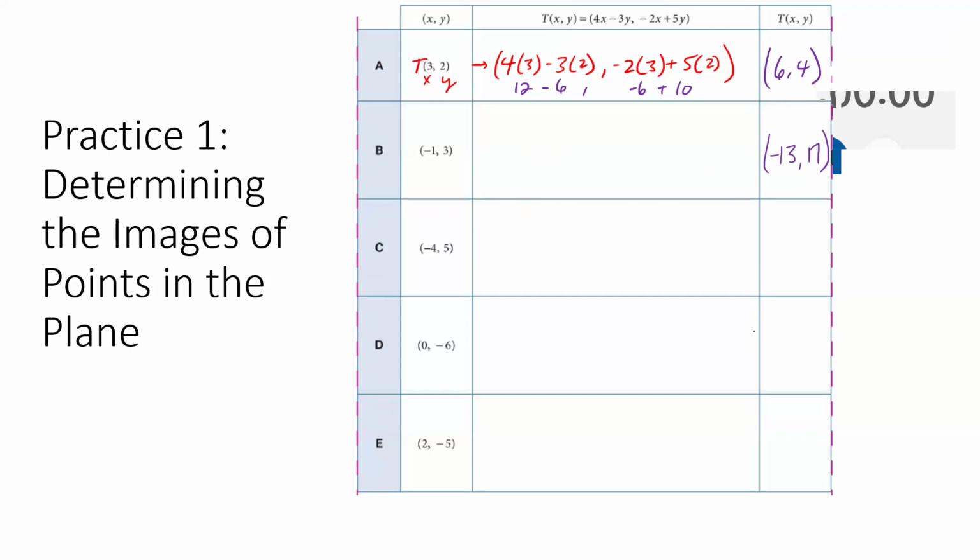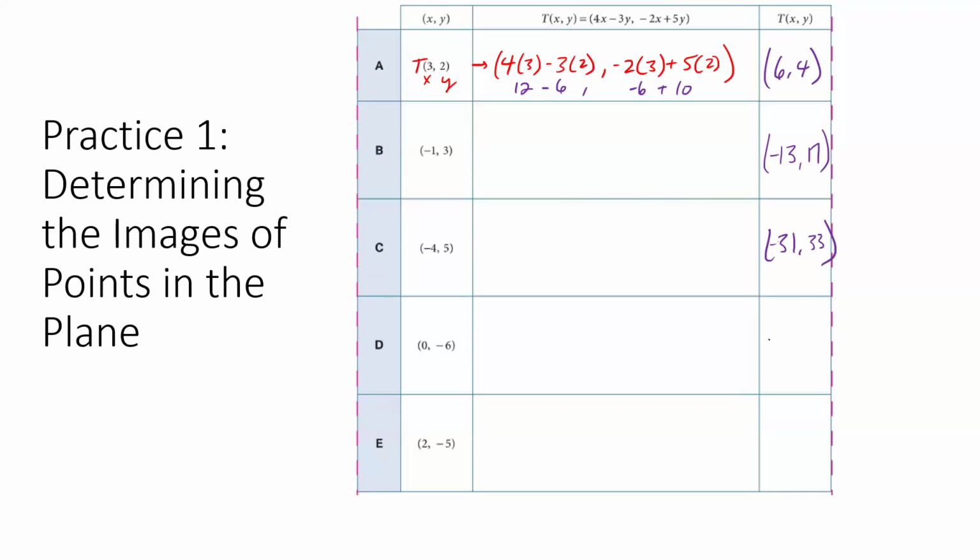All right, what about C? What'd y'all get for C? Don't be shy. We got what? Negative 31 and 33. How we do? Are we in a consensus? All right. Okay. What about D's transform point? We got 18 and negative 30, right?